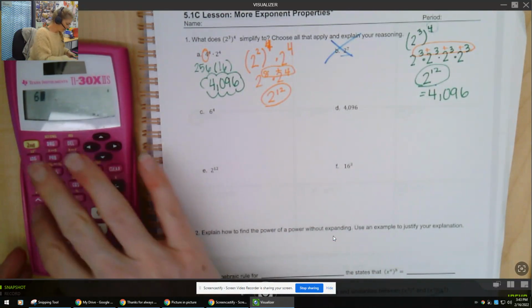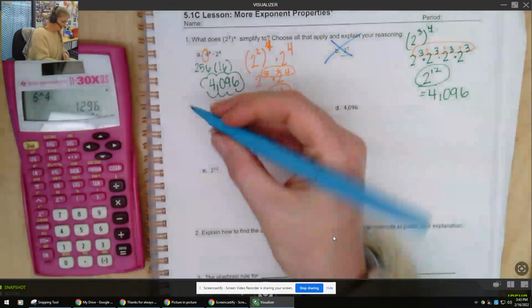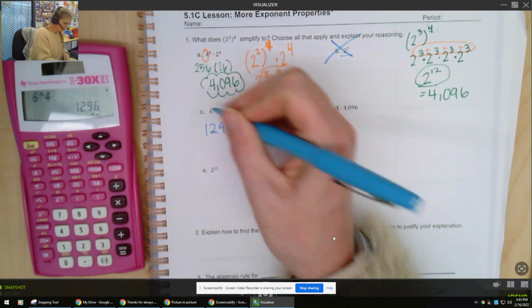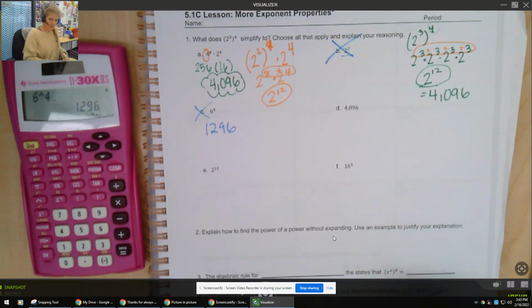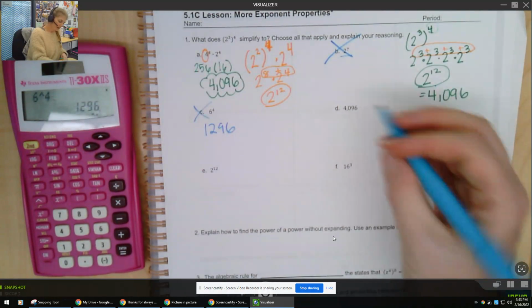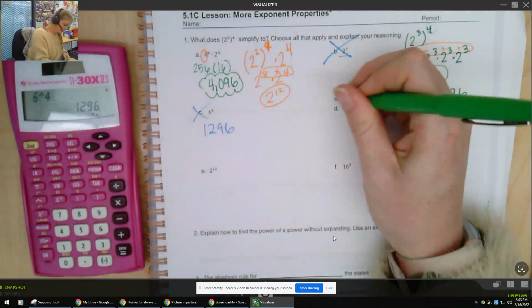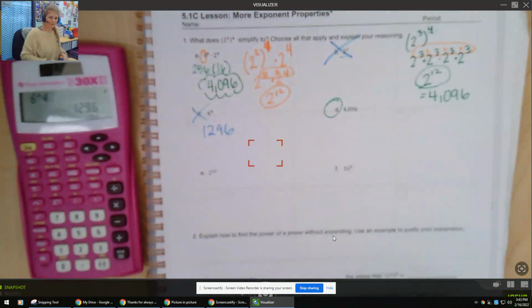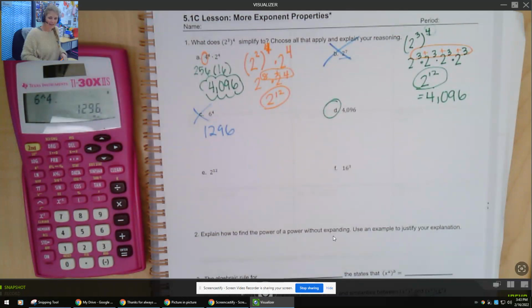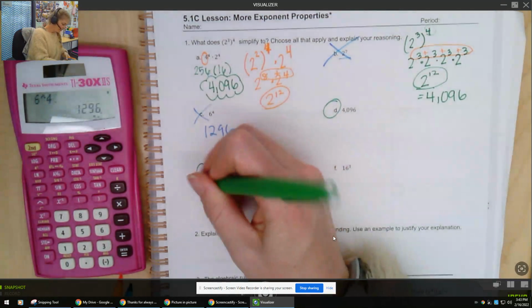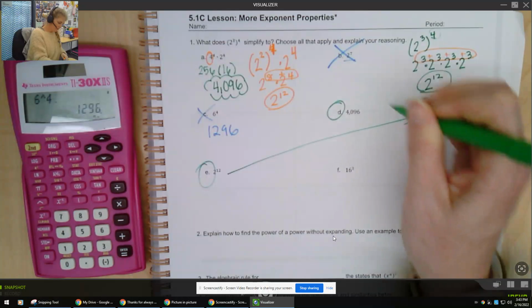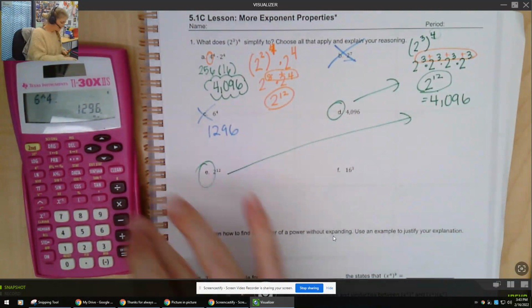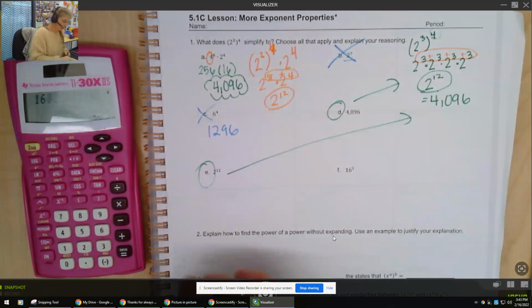6 to the 4th power. Well, 6 to the 4th power is 1,296, so that's also not equal. 4,096, well, that is equal. We already showed our work there. And then, 2 to the 12th, that's also equal. We'll just draw an arrow to our work. And 16 to the 3rd, well, let's grab our calculator.